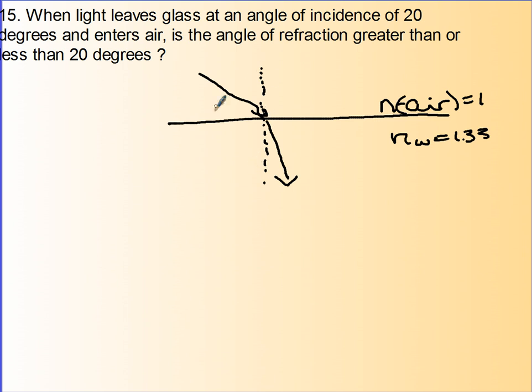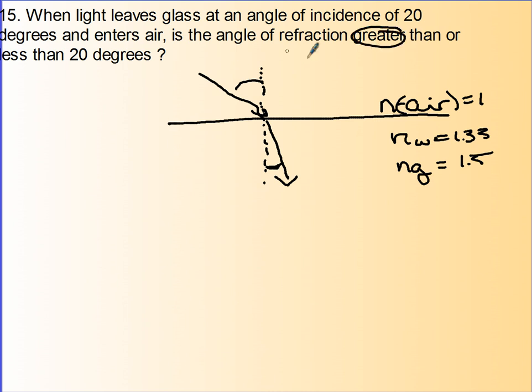So, remember, light is reversible. So if it leaves glass, which would be down here, at 20 degrees, if this is 20 degrees, so let's say N of glass is, I don't know, 1.5. That's actually a reasonable one. If this is 20 degrees, this is clearly going to be more than 20. So it's going to be greater.